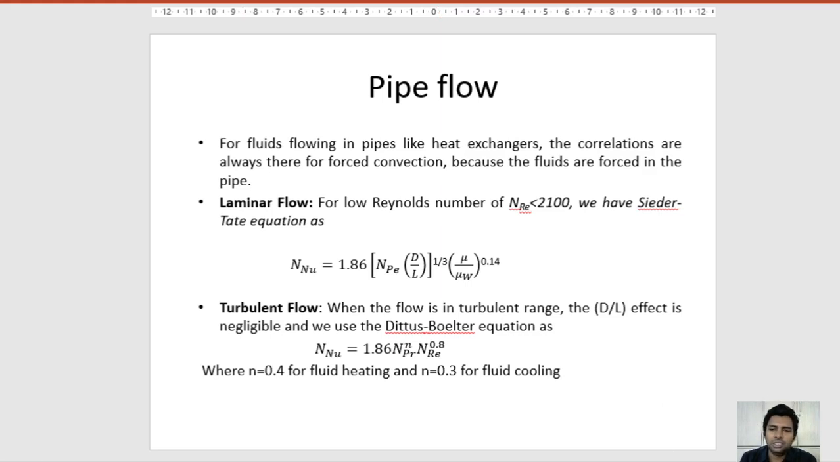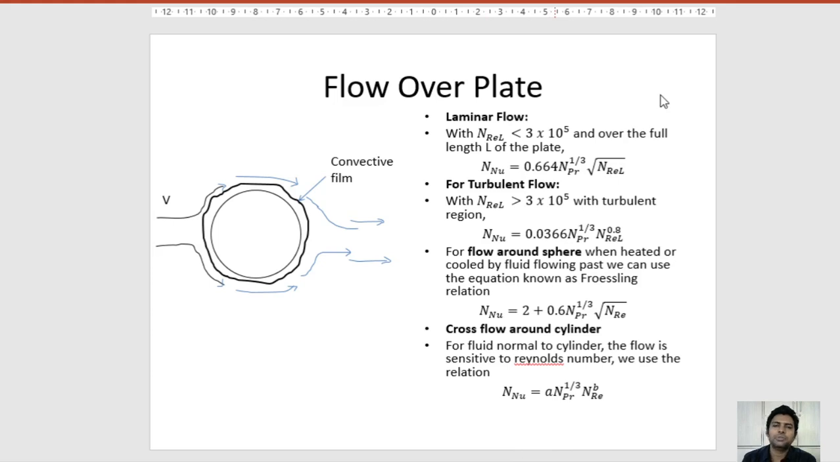Again, in convection heat transfer, we have to consider the flow over the plate. So if a plate is there, or a cylinder is there, the convective film is formed around the cylinder, and that is also mentioned here. For laminar flow, where the Reynolds number is less than 3 into 10 raised to 5, and over the full length L of the plate, the Nusselt number is stated below. Then for turbulent flow, where the Reynolds number is greater than 3 into 10 raised to 5, with turbulent region, the Nusselt number is again stated here.